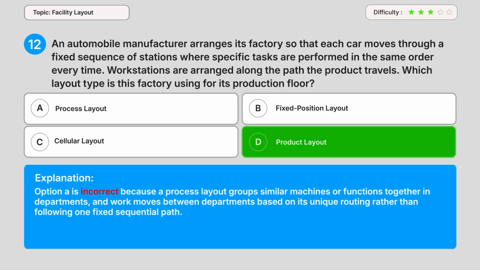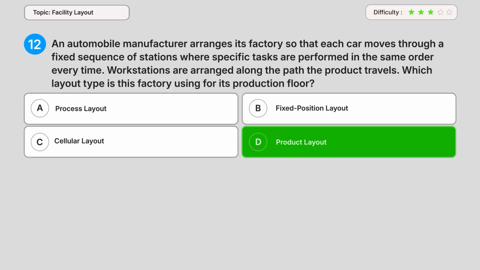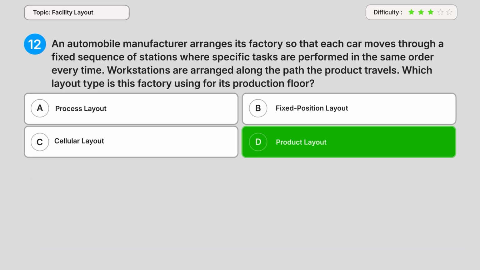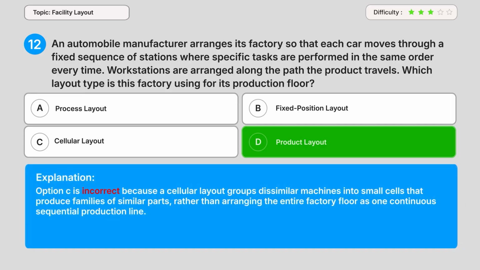Option A is incorrect because a process layout groups similar machines or functions together in departments, and work moves between departments based on its unique routing rather than following one fixed sequential path. Option B is incorrect because a fixed position layout keeps the product stationary while workers and equipment come to it, which is used for very large items and is opposite to moving cars through stations. Option C is incorrect because a cellular layout groups dissimilar machines into small cells that produce families of similar parts, rather than arranging the entire factory floor as one continuous sequential production line.